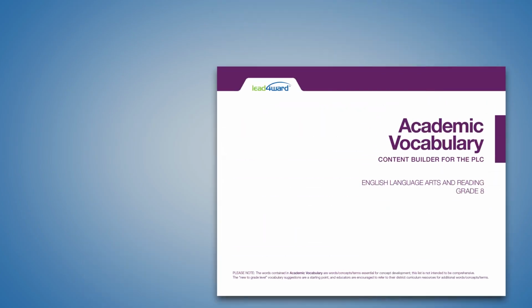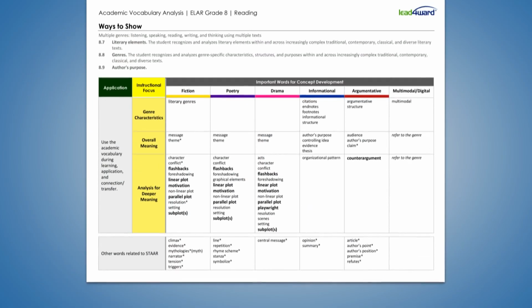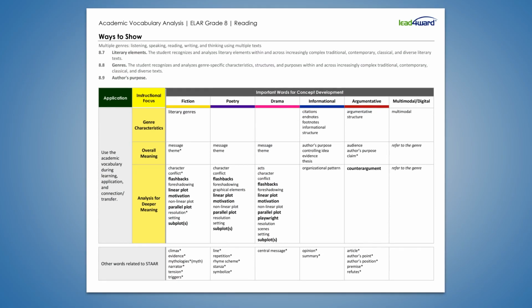English language arts and Spanish language arts have a different structure, but they still focus on the important words for concept development. Here is an example from grade 8 reading. Academic vocabulary for ELAR and SLAR align closely to the Lead Forward text snapshot. The bundling is by the important instructional components of a reading and language arts classroom. Then we break it down a little bit further by the subclusters within each instructional component.